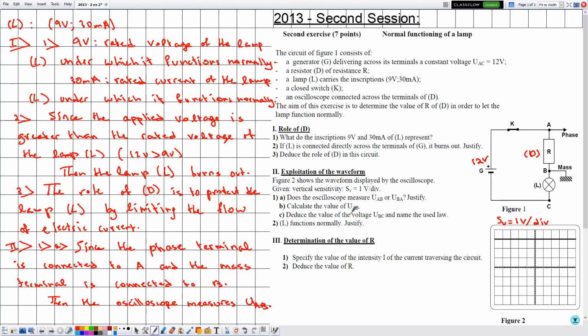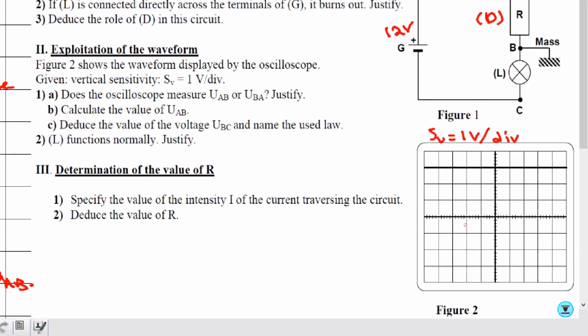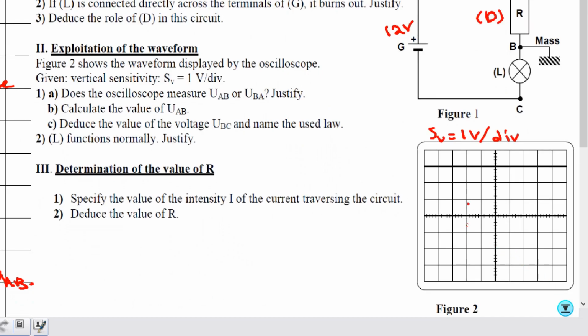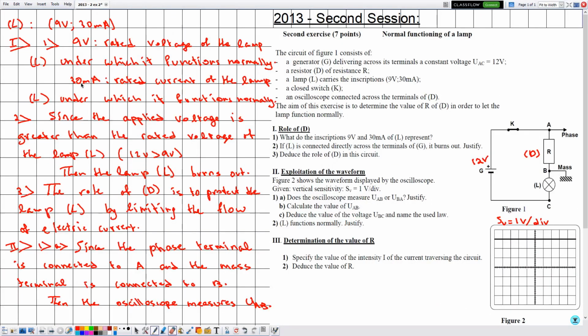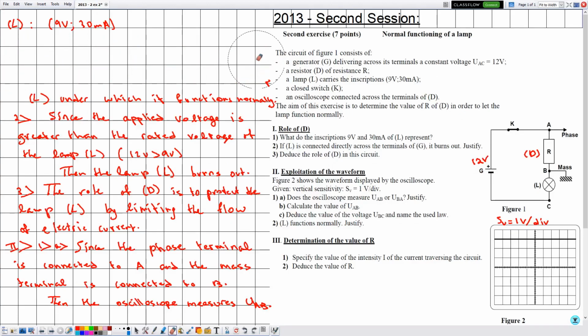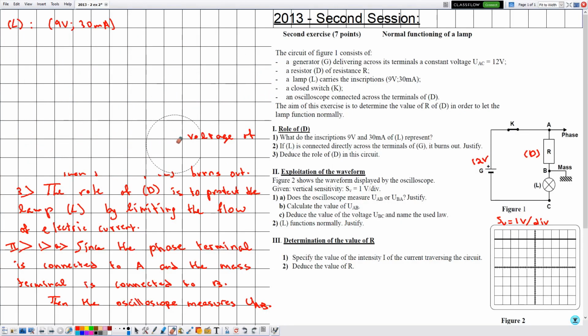Now in part B, they are telling me calculate the value of UAB, and this can be calculated by referring to the waveform or to figure 2. So let me make some space here. Now we are in part B. Now the voltage measured by the oscilloscope can be calculated using the following formula: U is equal to SV multiplied by Y, knowing that the oscilloscope is measuring UAB.